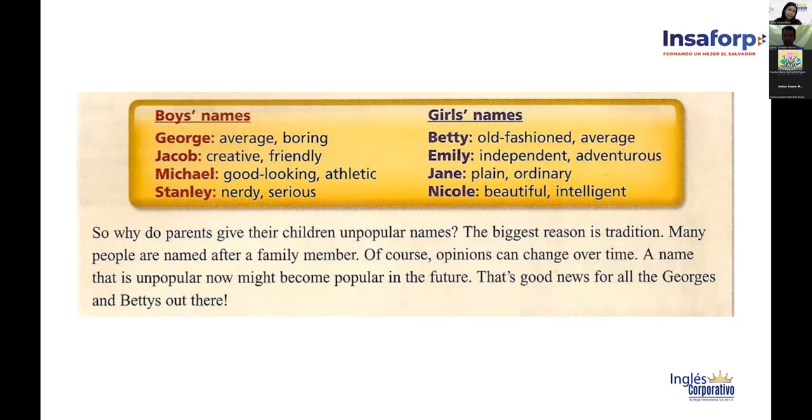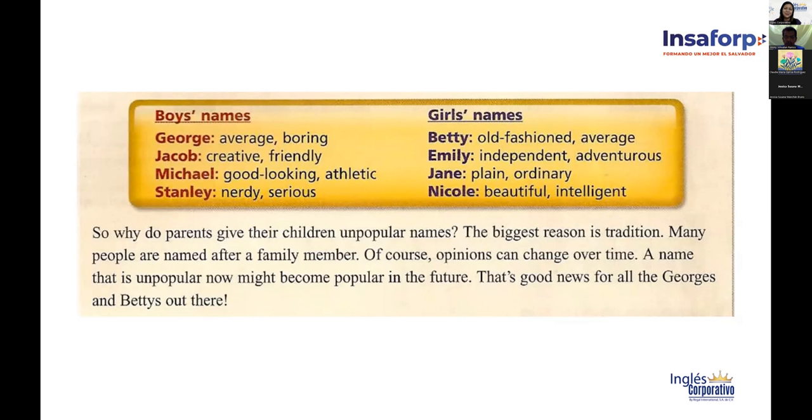Boys' names. George. Average. Boring. Jacob. Creative. Friendly. Michael. Good looking. Athletic. Stanley. Nerdy. Serious. And the girls' names. The girls' names too, Jimmy, please. Okay. Girls' names. Betty. Old fashioned. Average, Emily, independent, adventurous, Jane, plain, ordinary, Nicole, beautiful, intelligent.